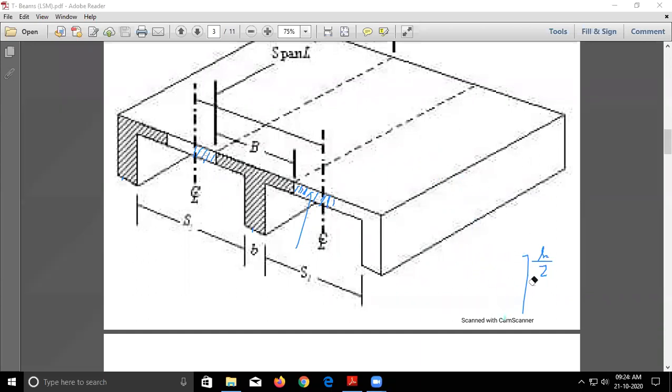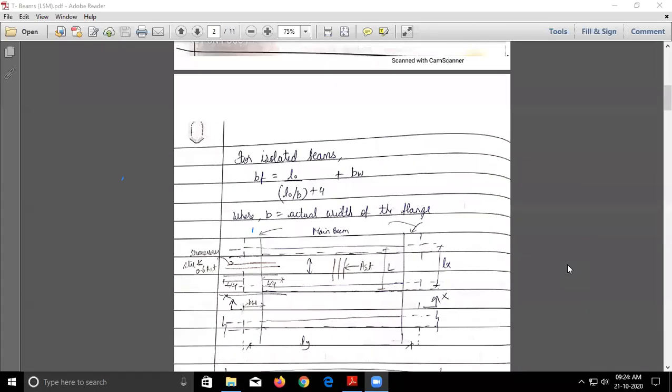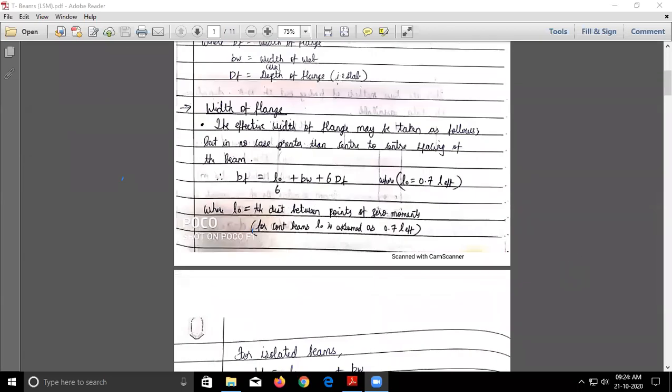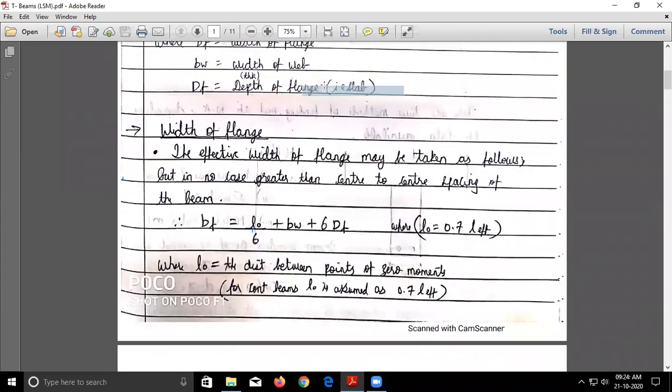Since you already know what is the effective width of the flange and the actual width of the flange, now let us see what is the equation for the effective width of the flange. So now here you can see the width of the flange. The effective width of the flange may be taken as follows, but in no case greater than the center to center spacing of the beam. This is actually given in the IS code also.